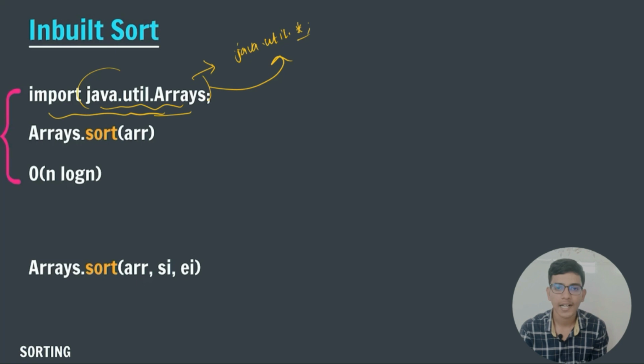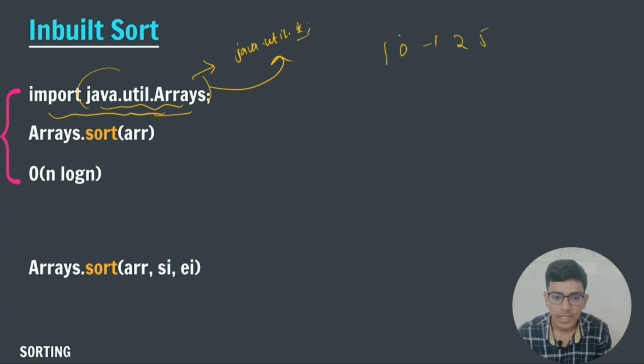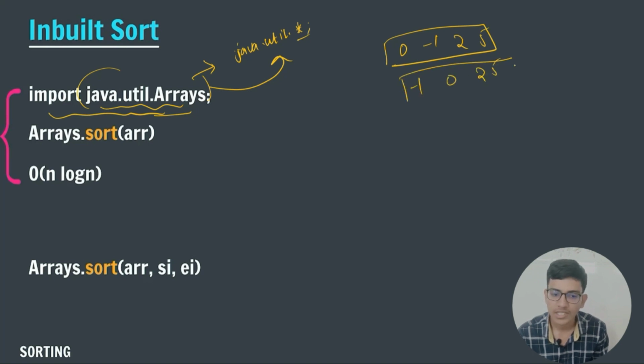Now we can sort our array using our inbuilt functions also. Suppose this is our array: 0, -1, 2, 5. Here this is an unsorted array, right? So after sorting, what will I get? -1, 0, 2, 5. So this is the sorted array in increasing fashion.